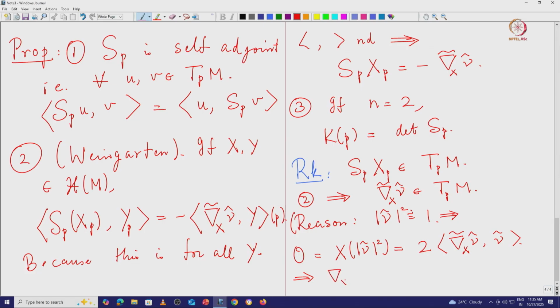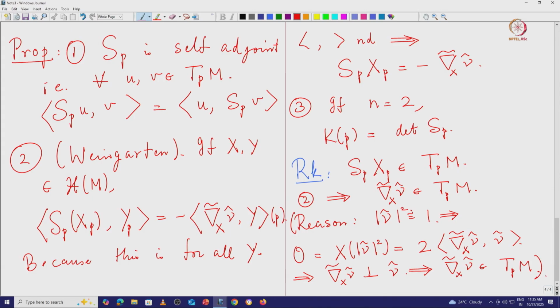So this implies that this derivative is perpendicular to the unit normal vector. But now we are working with hypersurfaces, so if something is perpendicular to the unit normal vector, this forces it to belong to the complementary subspace, which is of course the tangent space of M. So this implies that this is actually an element of the tangent space.